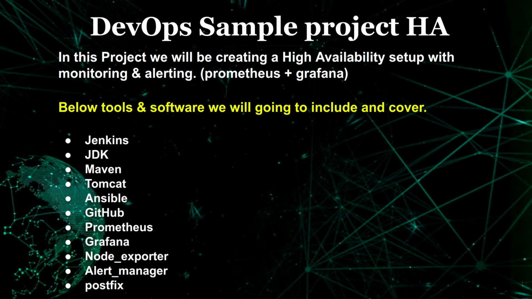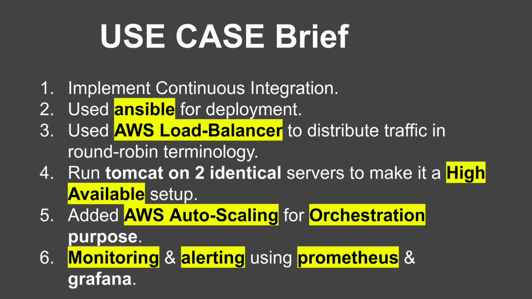Prometheus, Grafana, Node Exporter and Alert Manager. These are the four components which we are going to use to monitor our setup. And last but not least is Postfix. With the help of Postfix we will be able to send mails. So this is our use case brief.